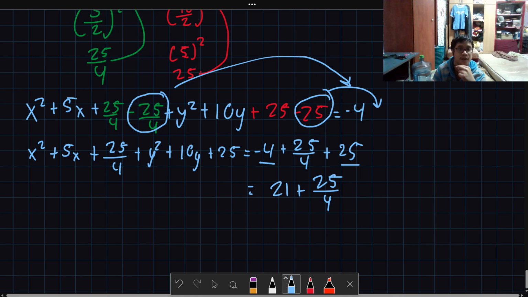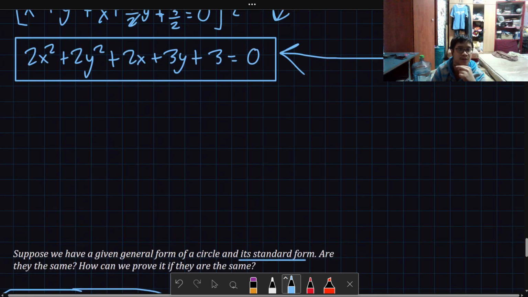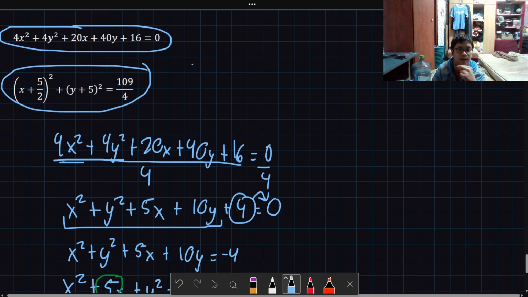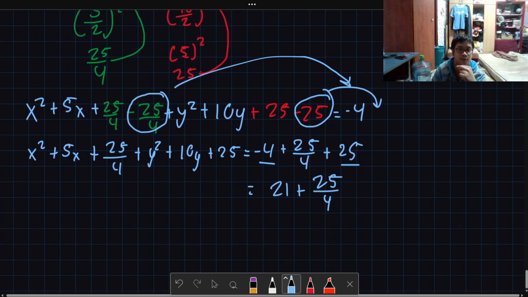25 all over 4. The technique is the same. If you have a whole number and a fraction beside it and you're going to add or subtract, the technique is still the same, just like what we did with the three halves, if you remember. Here's what we're going to do. First, you multiply the denominator, which is 4, by the number beside it, which is 21. So 21 times 4 will give you 84.